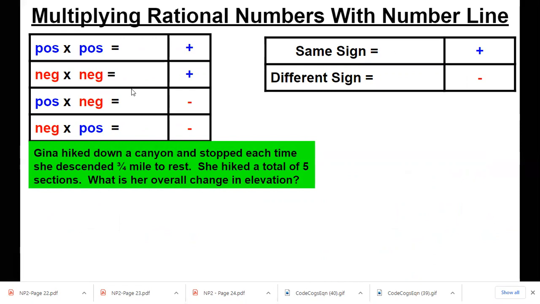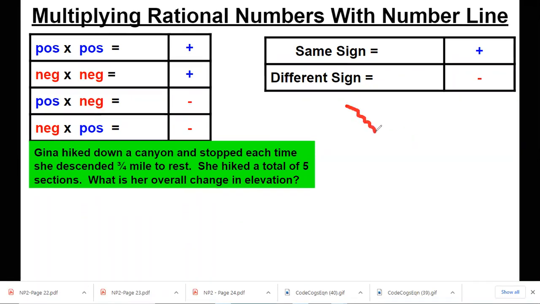So she hiked down a canyon. She stopped each time she descended 3/4 of a mile to rest. So here she is going down the canyon. And she went 3/4 of a mile. And she did that again down the canyon. She went another 3/4 of a mile, then she took a rest. I think Gina needs too many rests, but whatever. And then we go down some more. There's another 3/4. Descend means to go down.